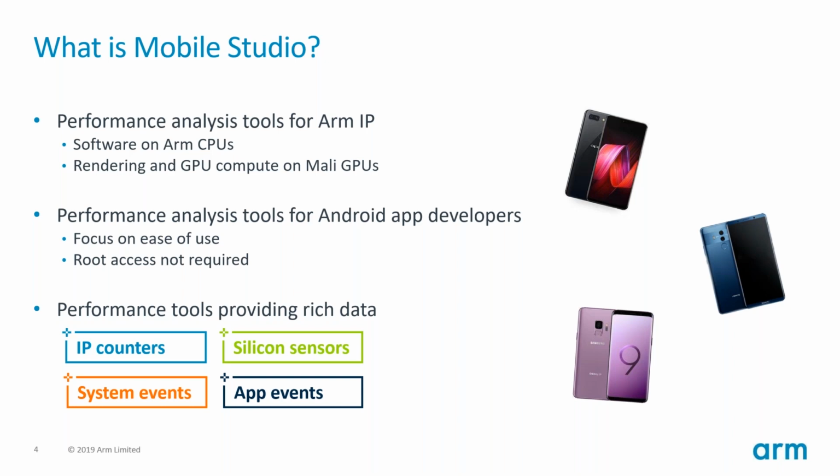As ARM, we develop a lot of the IP that goes into these devices, so our tools can provide rich data about what's going on inside the phone in terms of CPU behavior, GPU behavior, memory system behavior, if the phone exposes any analog events such as thermal sensors. So we can help application developers move beyond simple time tracking or frames per second tracking to look at actually what's going on inside the device in a bit more detail.